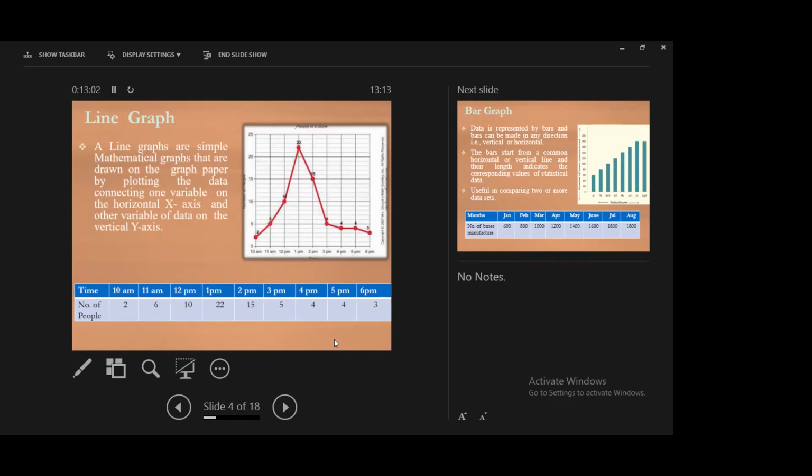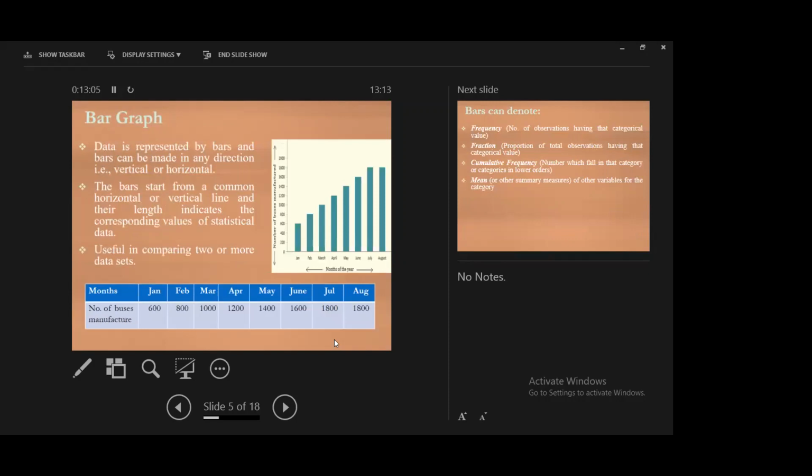Okay. The next one, which is very frequently used, is called the bar graph. Again, it is used for data that is qualitative in nature, which means you have distinct categories. An example shown here is for different months, where we want to find out how many buses were manufactured. On the x-axis we have different months, and on the y-axis the number of buses manufactured. These are vertical bars, and they have to be distinct. There has to be space between them because these are discrete categories. So this is a simple bar diagram.